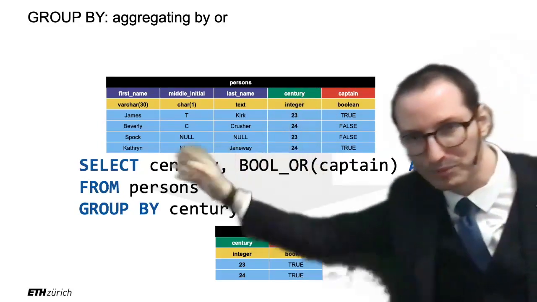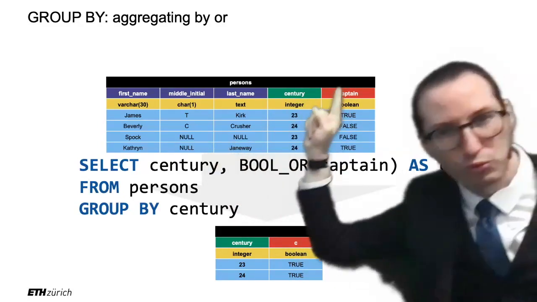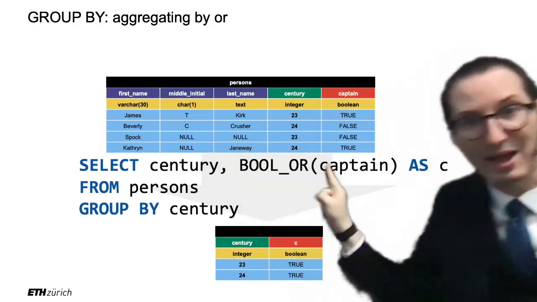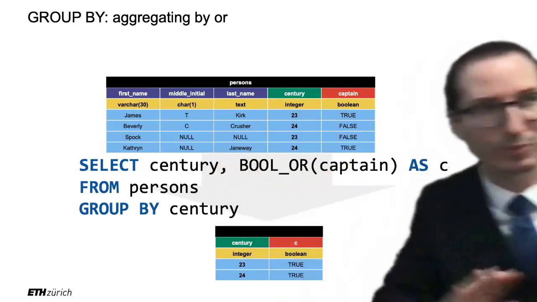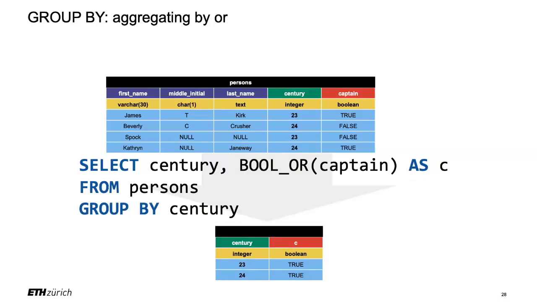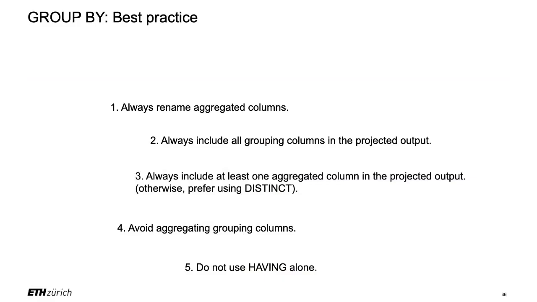So century, you either group or you aggregate. So century, you group, it's on the left. Captain, you aggregate, it's on the right. Do not use a column here and also here, right? Avoid doing that. You really need to make up your mind for every column. Either it's grouping, or it's aggregated, or you don't use it. But do not use a column at multiple places. It is, again, going to be confusing. So it's a good thing to stick to that.